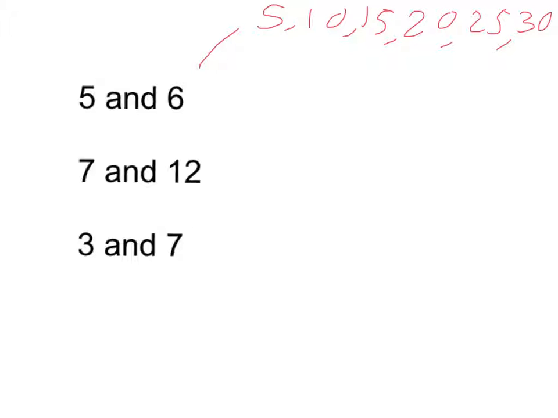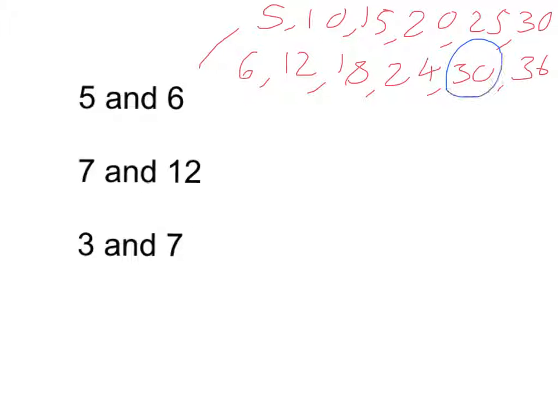So that's the first 6 numbers in the 5 times tables, and then the 6 times tables, 6, 12, 18, 24, 30, 36. Now let's have a look. Have they got any numbers in common? Well, the first number that they've both got in common is 30. So the lowest common multiple of 5 and 6 is 30.